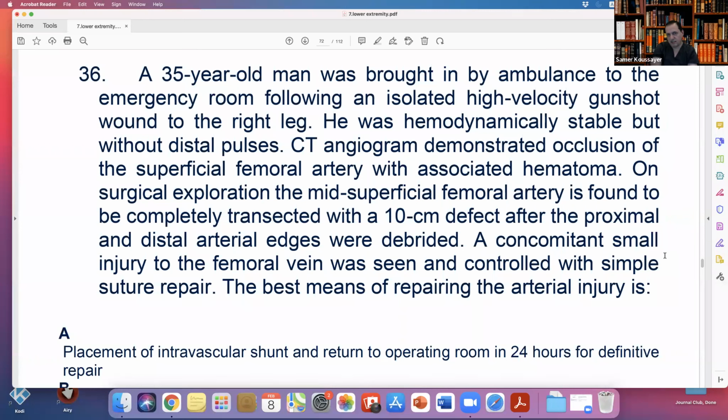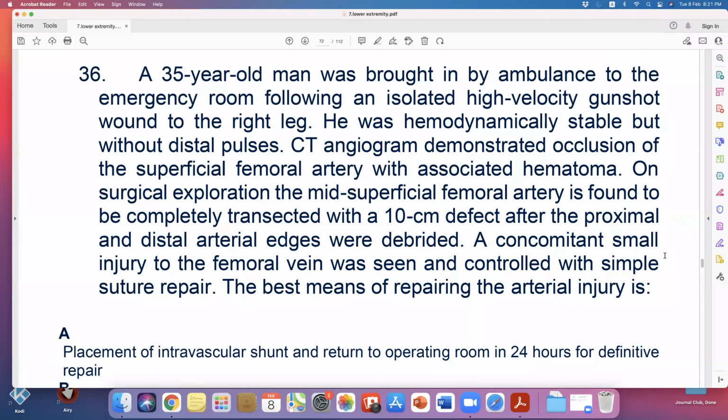What if the patient is hemodynamically unstable? Because now he's stable. What if the same scenario, but the patient is unstable? So what do you do? You can place a shunt and you stabilize the patient and you bring him later for definitive treatment. So if he's unstable, you would use a shunt. Have you done that at Shimesi? I mean, cases like that, you put a shunt or do the repair?